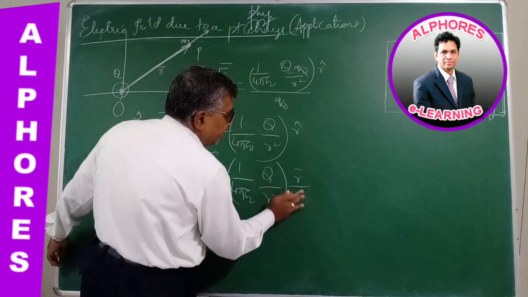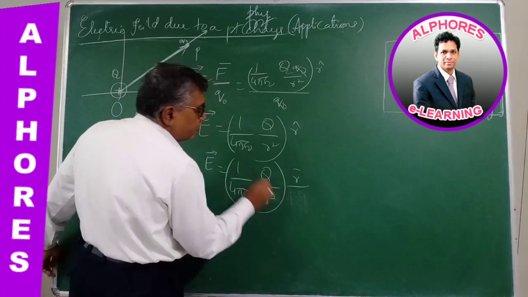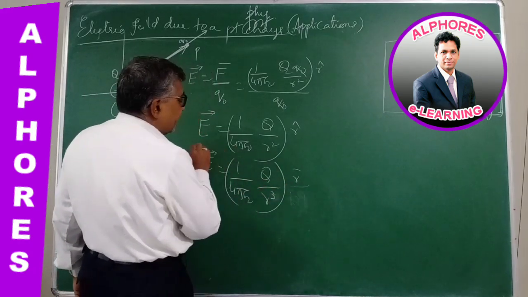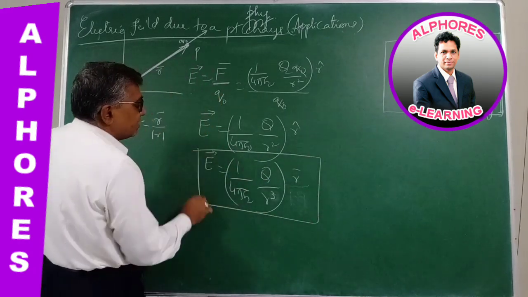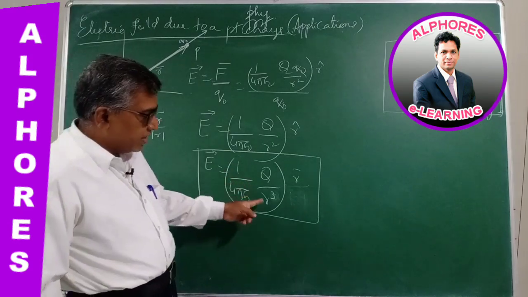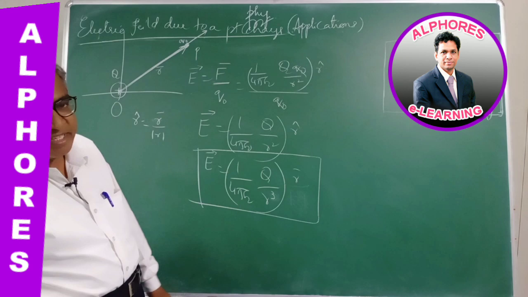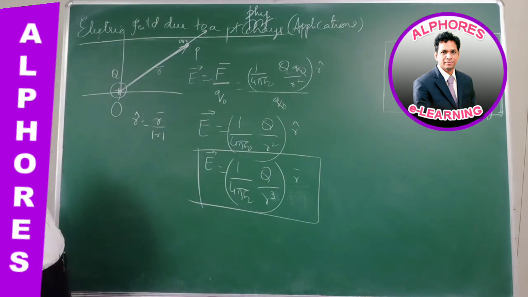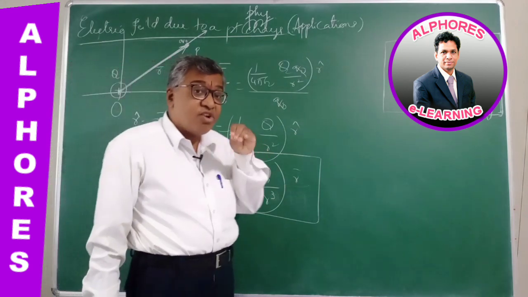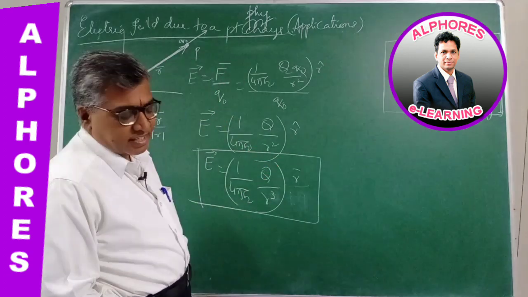Multiplying this here, we get r cube. So the electric field vector is 1 by 4 pi epsilon naught Q by r cube times r bar, where r bar is the radius vector representing the point P from O, where the charge is at the origin. Then this is the representation.